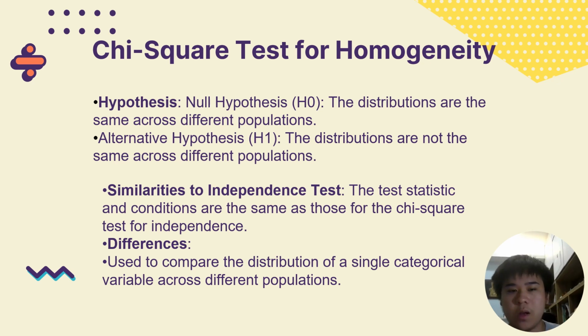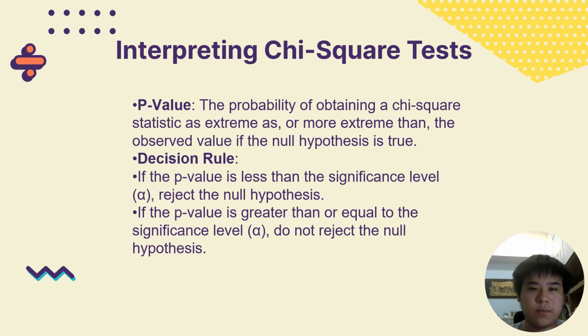That's for homogeneity. The null hypothesis is that the distributions are the same across different populations. The alternative is that the distributions are not the same across different populations. So the test of homogeneity is quite similar to the independence test. The test statistic and conditions are the same as those of the chi-square test for independence. The difference is that it is used to compare the distribution of a single categorical variable across different populations.